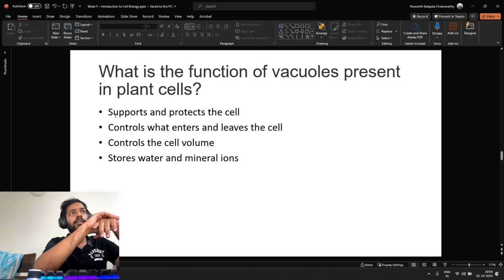Okay, so what is the function of vacuoles present in plant cells? They support and protect the cell. They control what enters and leaves the cell. They control the cell volume, or they store water and mineral ions. I think B. So you're saying they control what enters and leaves the cell? Actually, these vacuoles' major purpose is to store water and mineral ions for the plant. So they harbor a vast amount of water and mineral ions so that it does not dehydrate and run out of nutrition.